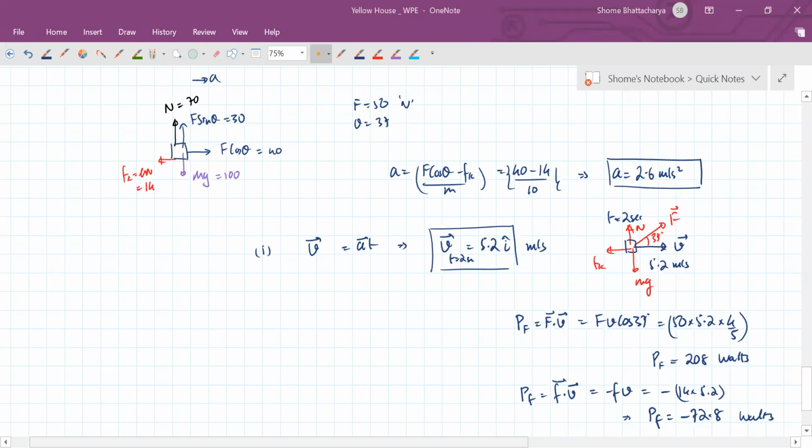Yes, that's correct, Tantrish. These two, and then power delivered by normal reaction will be zero because normal reaction is perpendicular to the instantaneous velocity. Power delivered by mg will also be zero.